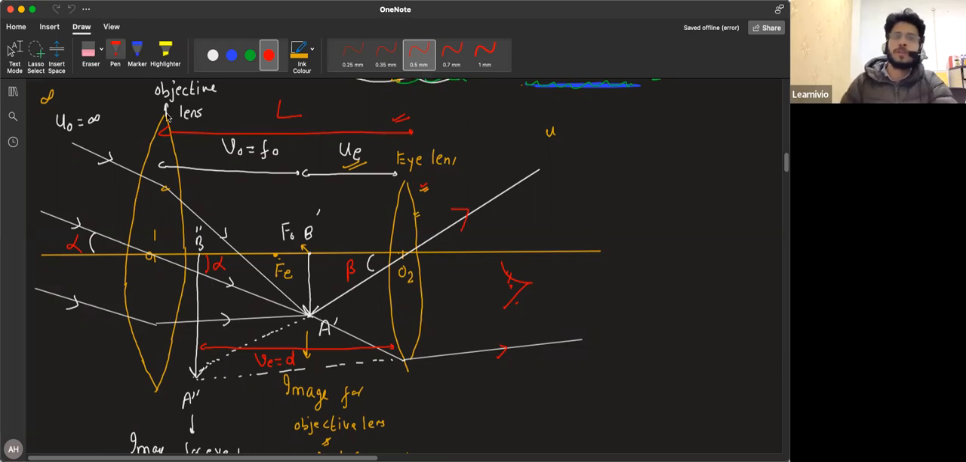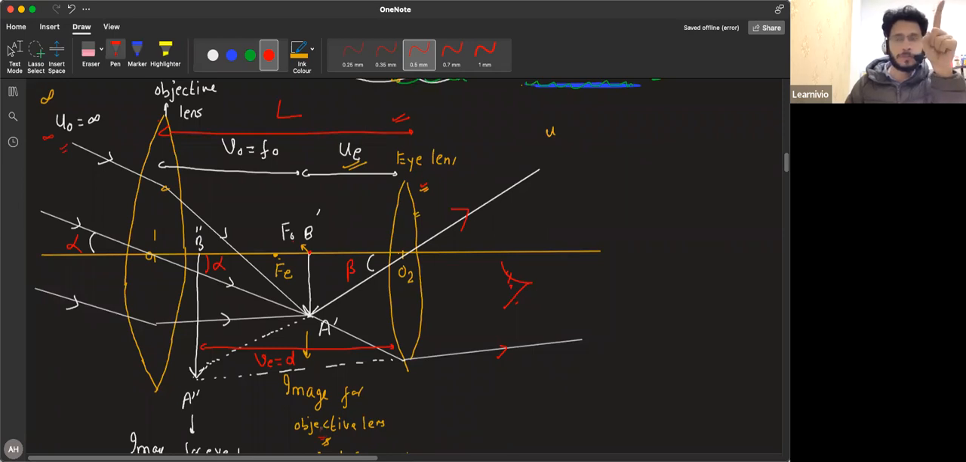So this is your objective lens, a lens having a very large aperture. Parallel rays are coming from infinity or an astronomical object, maybe the moon. These parallel rays will converge at the focus of your objective. So for the objective lens, your object is at infinity, and your image is at the focus of the objective, which is A prime, B prime. So this is the image for the objective lens.